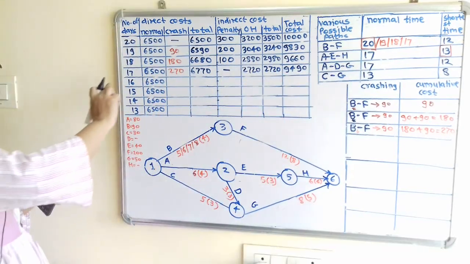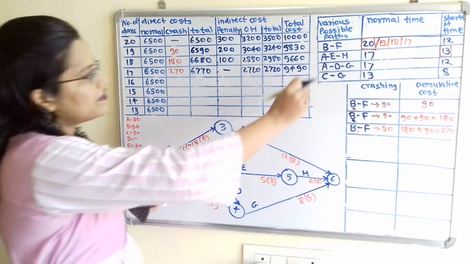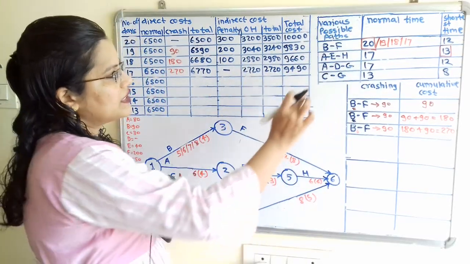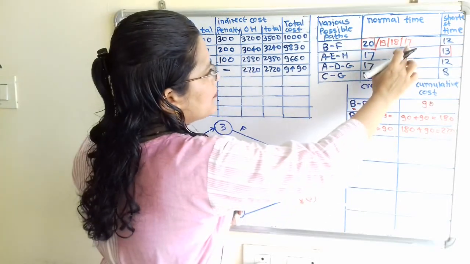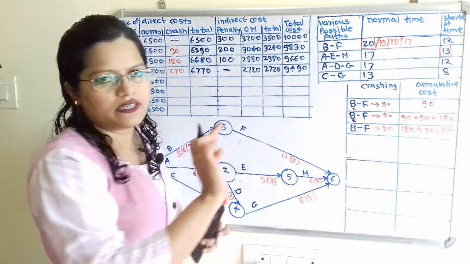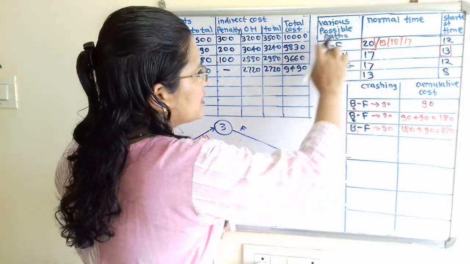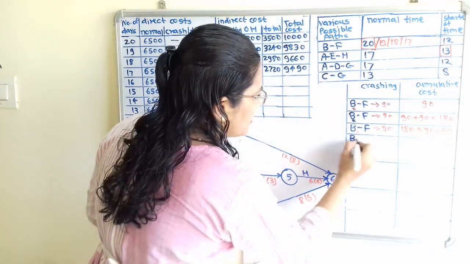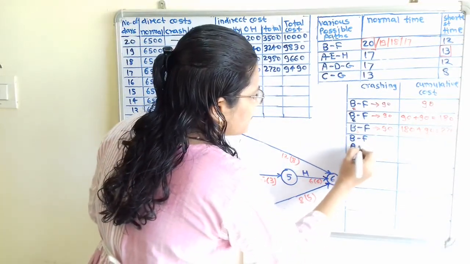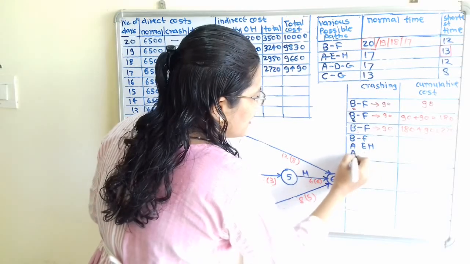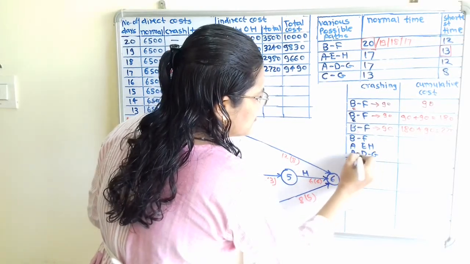Now if we complete the project in 16 days, so again we have to find out the possible path. So here normal time is 17, 17, 17. So we have to select all these 3 paths. So first is BF, then A, E, H, A, D, G.